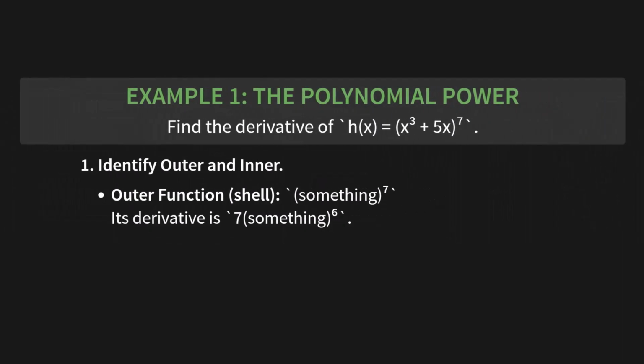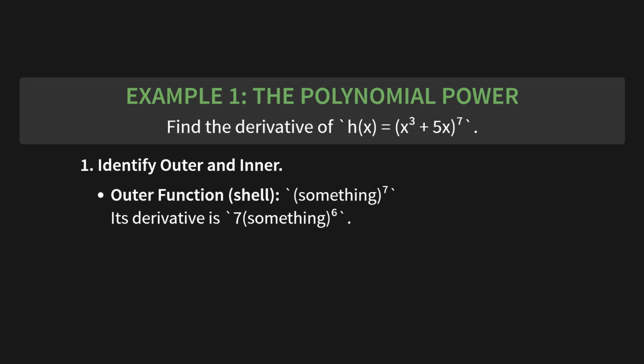Example 1. The polynomial power. Find the derivative of h of x equals x cubed plus 5x all to the 7th power. Okay, we're going to do this step by step. First, identify outer and inner.